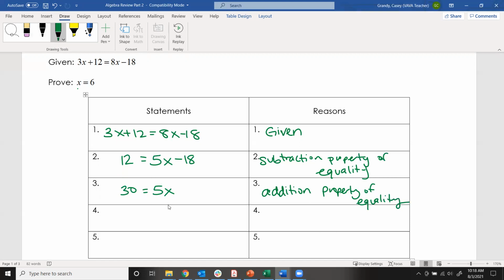Almost there. I need to get rid of that 5. How do I get rid of this 5? Well, we divide both sides by 5. Okay, I divided both sides by 5.